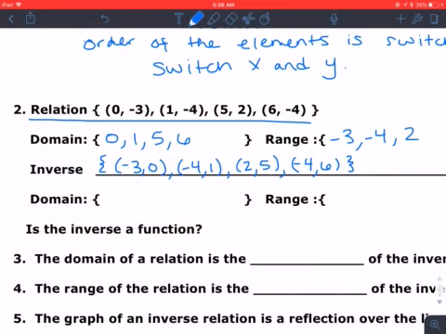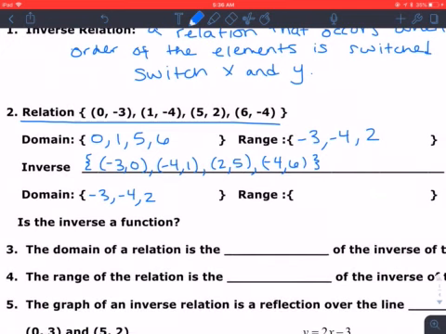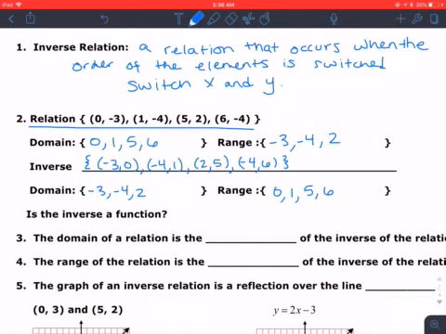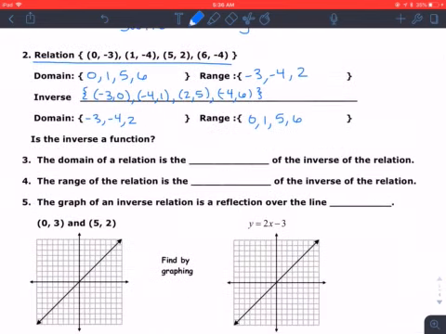Now let's talk about the domain and range of this inverse. So my domain now is -3, -4, 2, and then -4 again. Remember, you don't have to repeat that. The range is 0, 1, 5, and 6. So the y values of that inverse. Notice my domain from my original relation is now the range of the inverse, and the range of the original is now the domain of the inverse, which makes sense because if we're switching x and y, then our domain becomes our range becomes our domain.